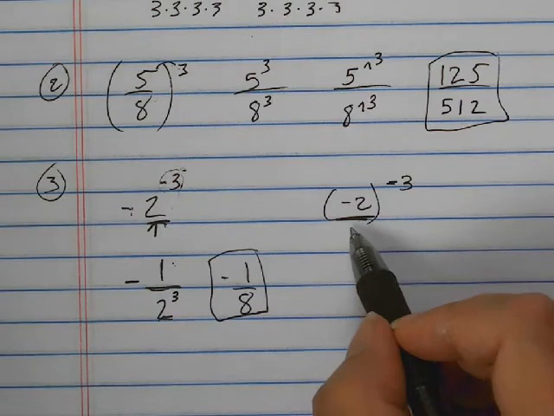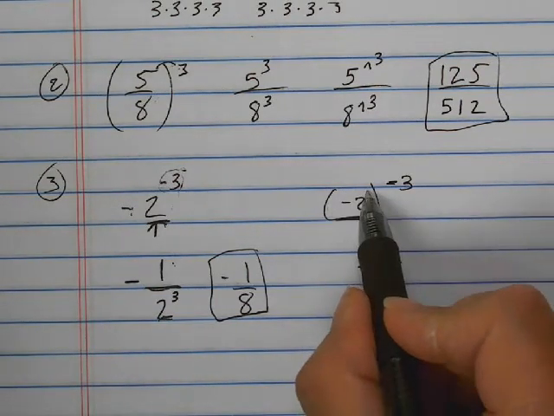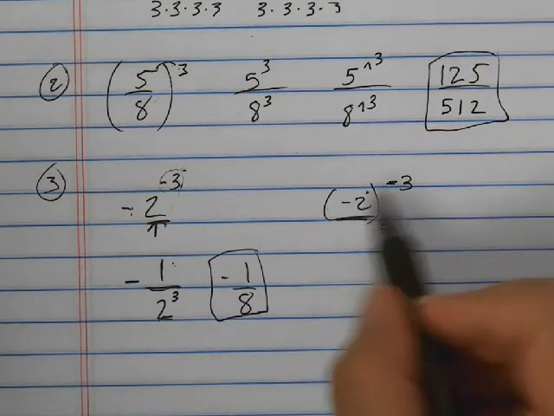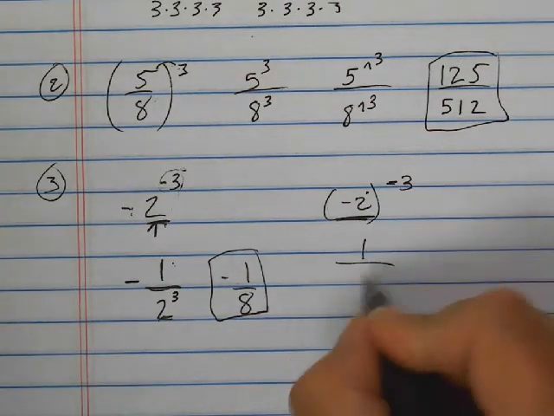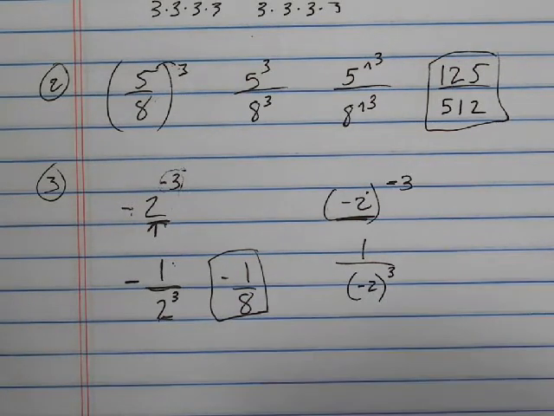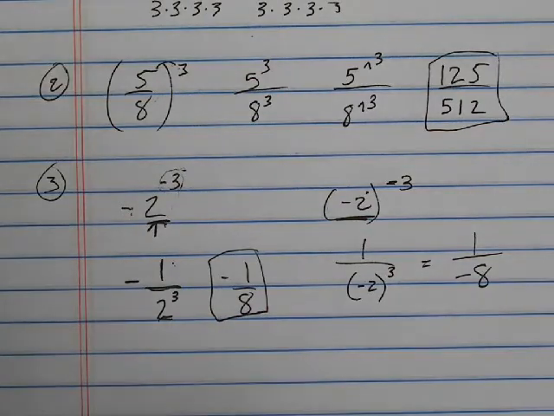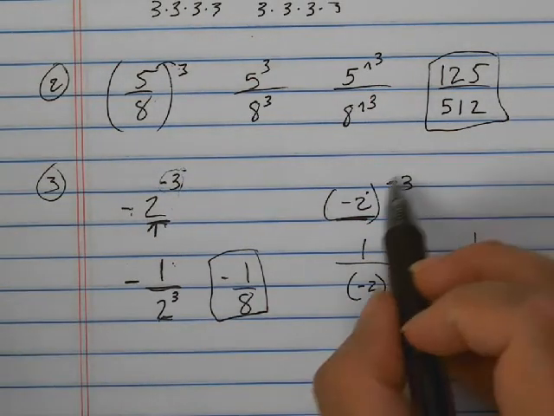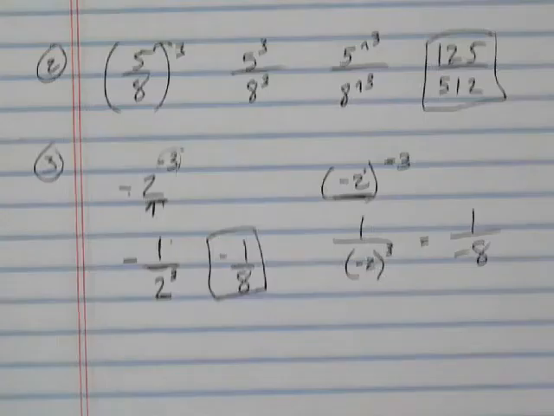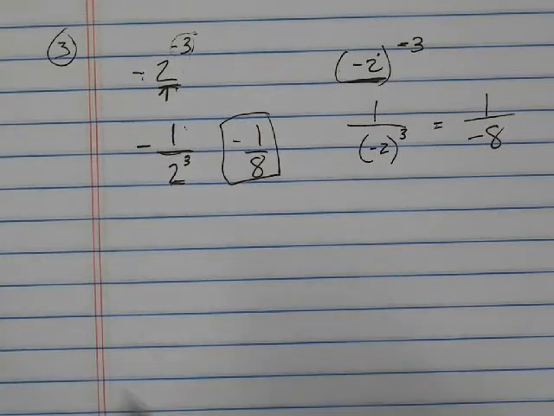Okay, take a look at this one. This whole thing is going to be to the negative power. So it's going to be 1 over negative 2 to the positive 3 power, which will be 1 over negative 8. Now it looks like that's the same, but whenever this exponent is an even number, it'll change your answer just a little bit. Okay, let's do this one.